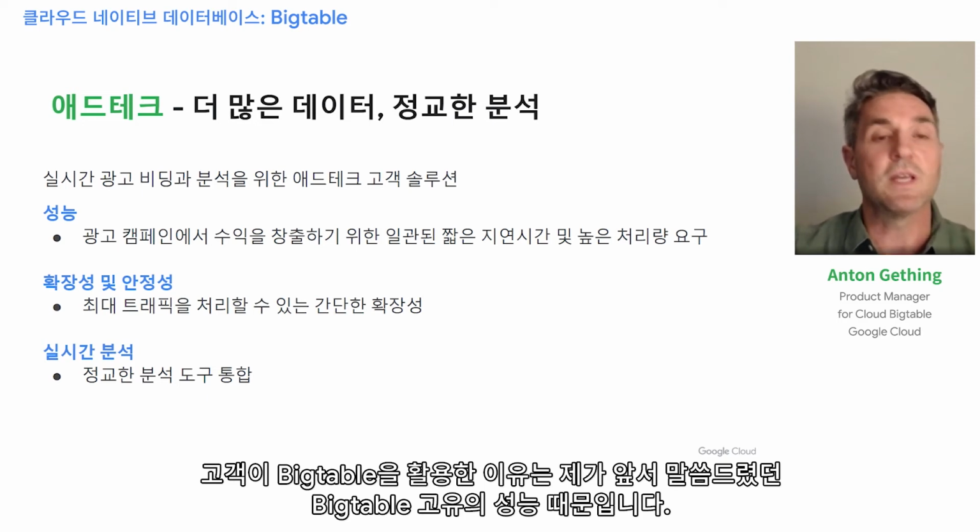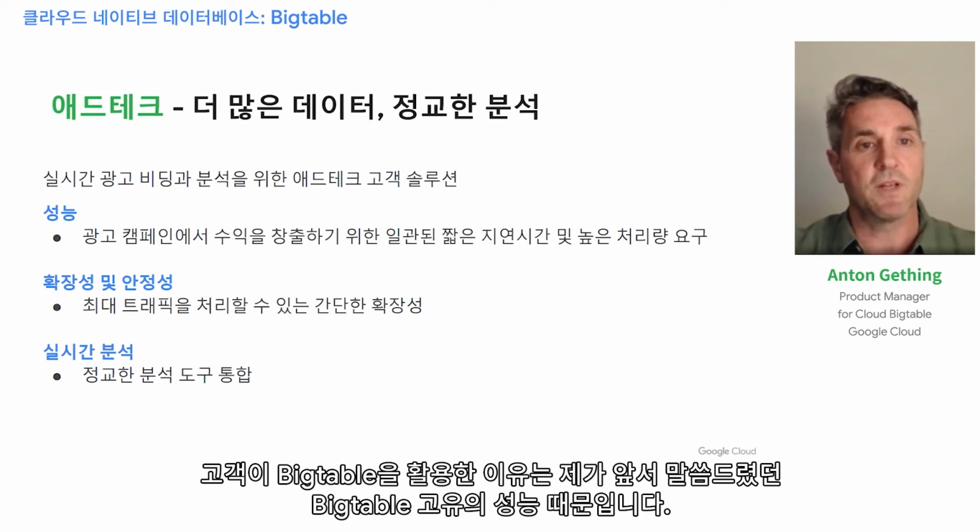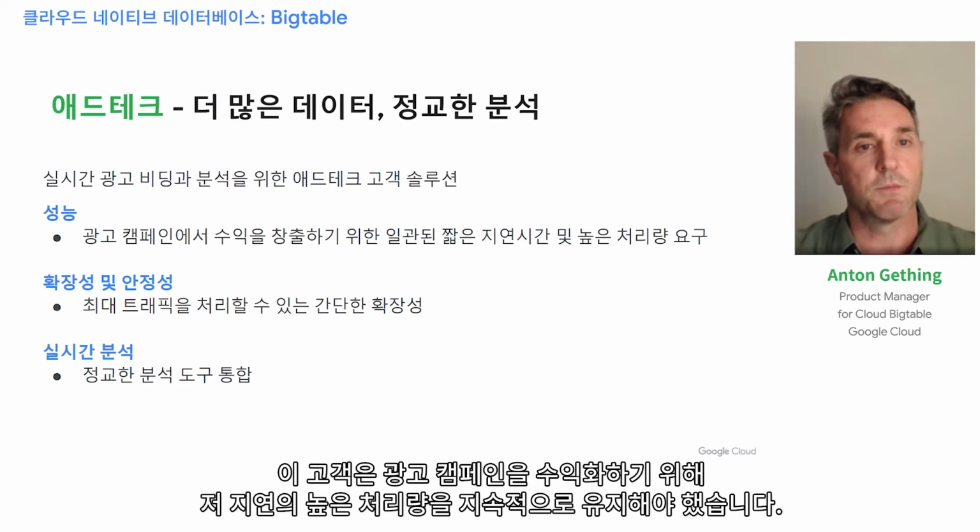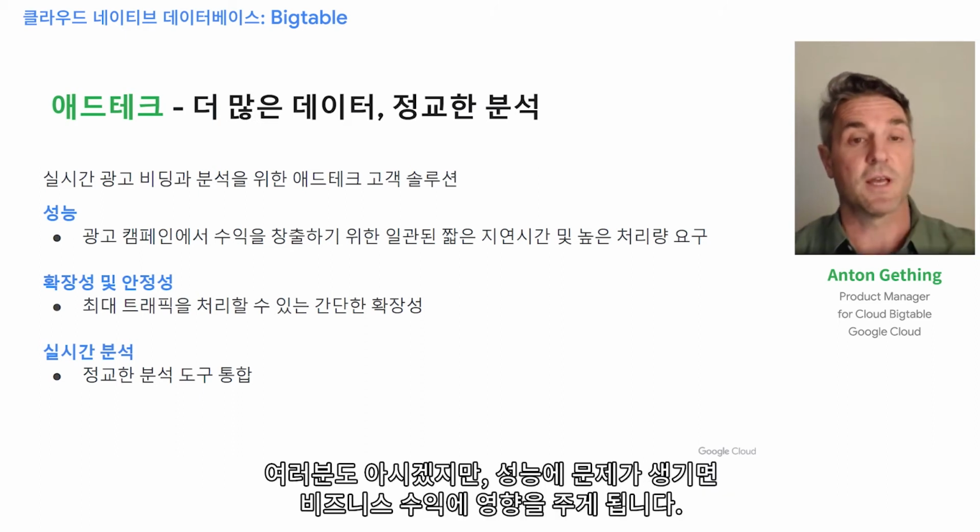And the reason the customer implemented on Bigtable is based on the unique capabilities that I've mentioned previously around performance. This customer required consistent, low latency, high throughput to monetize the ad campaigns. And as you can appreciate, anytime there is a compromise in performance, it'll have a revenue impact on their business.